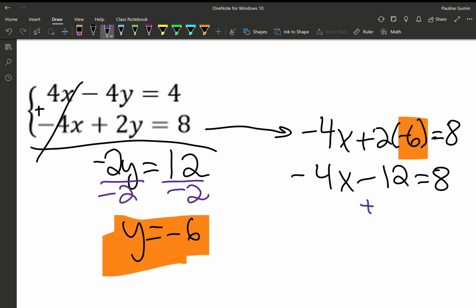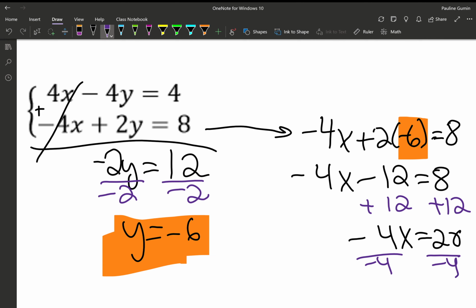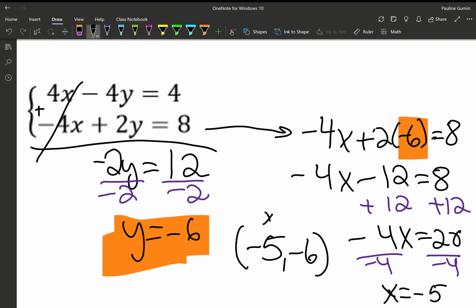I'm going to continue by adding 12 to both sides. So negative 4x equals 20. And of course we finish by dividing. X equals negative 5. We're not quite done. Remember, we need to write it as a coordinate. Negative 5, comma, negative 6.